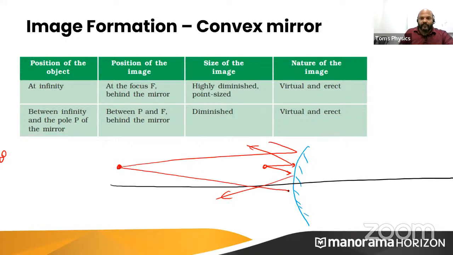These rays are always diverging, which means that wherever you place the object, close, far, or at infinity, it doesn't matter. The reflected rays will never, in any case, meet again in real space. They will always diverge away from each other, which means that a convex mirror will always give what type of image? Who will answer? In every single case, it will give only one type of image. What is that?